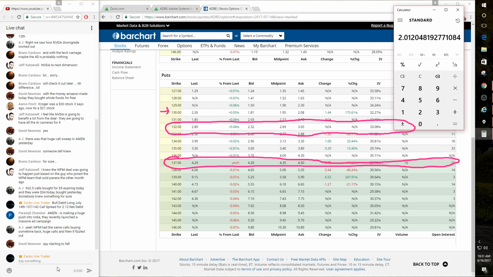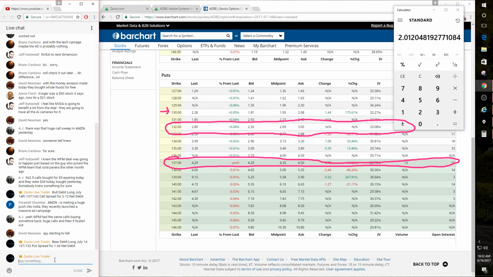So I'm going to say the bear debit is long July 14th, 137, 132 put spread for a 166 net debit. Okay? And that's some serious bang for your buck there.